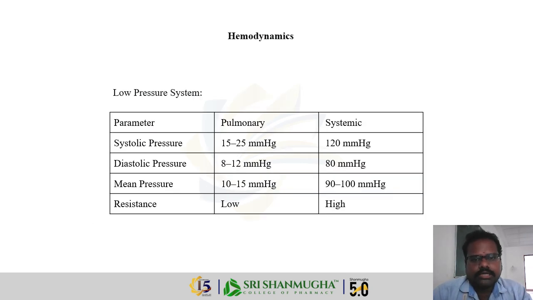Then what is the hemodynamics? The low pressure system. Just like we have systemic circulation, generally only systemic circulation blood pressure is calculated for our clinical purpose. But there is a pressure in the pulmonary system also. So that pressure is mentioned here. That is 25 mmHg systolic, and the diastolic pressure is 8 to 12 mmHg. So the mean pressure and resistance, as you can see in the table.